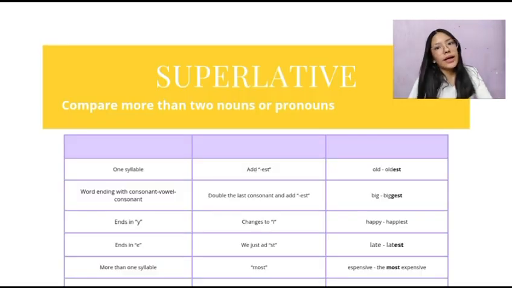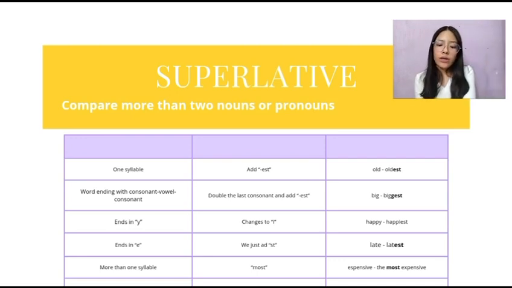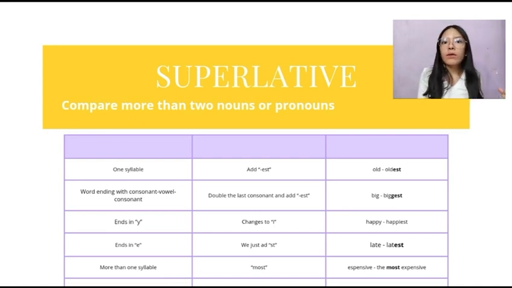And superlative adjectives are used to compare more than two nouns. In this one, we also have the same rules: when the word is one syllable, we add est at the end of the word. And when the word is more than one syllable, we add most before the word. For example, expensive, the most expensive.